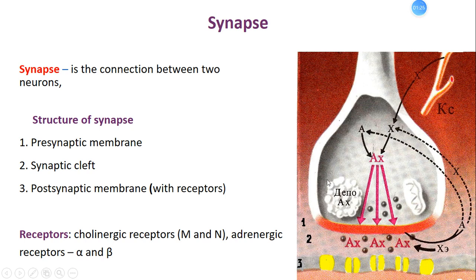And here in the axon terminal, we usually have two important structures. One is mitochondria, and the next one is synaptic vesicle. Mitochondria synthesize energy, and here they help in the synthesis of neurotransmitters. And the synaptic vesicle is to store neurotransmitters.